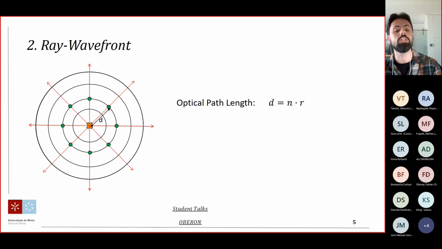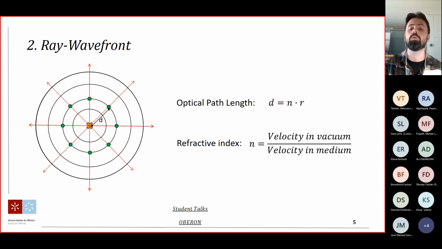This index of refraction is going to give you information about the velocity of propagation of light in that medium. So you are going to be able to define it as the velocity in vacuum, which is the highest one, divided by the velocity in the medium. So this is usually defined between 1 and higher values.